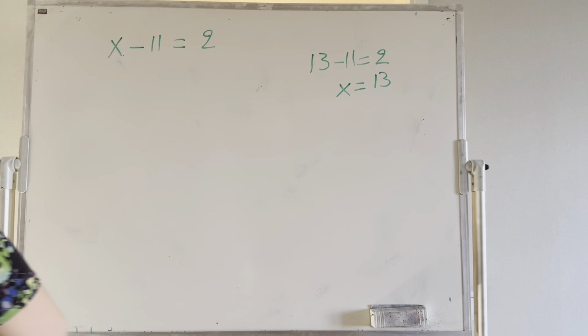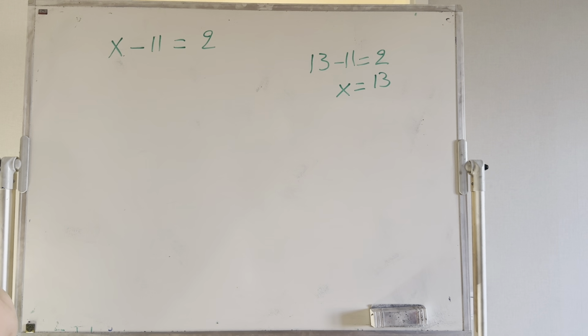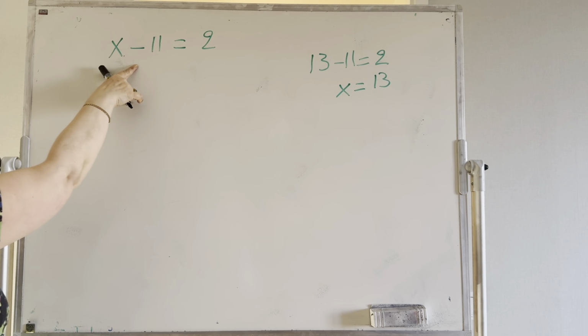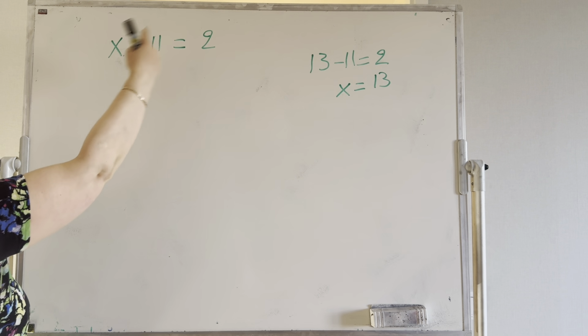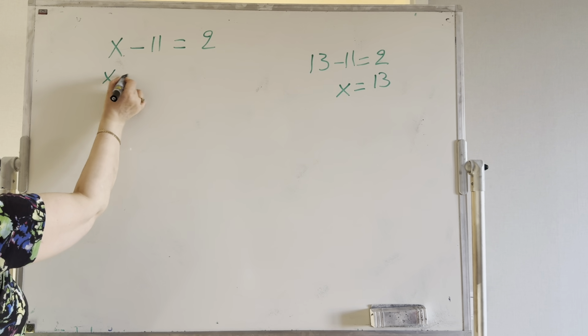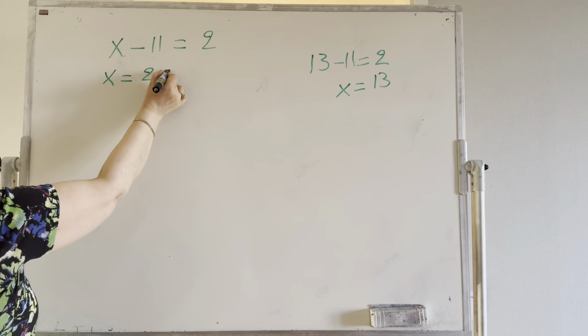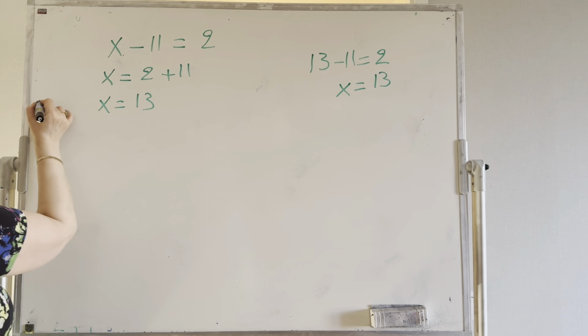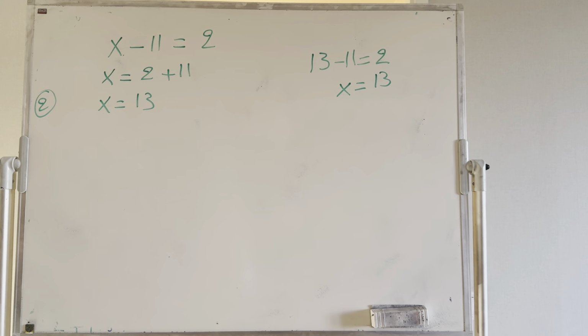The second method, inverse operation. I will change the place of minus 11 to the other side, and I will change the sign. X equals 2 plus 11, x equals 13. This is the second method.